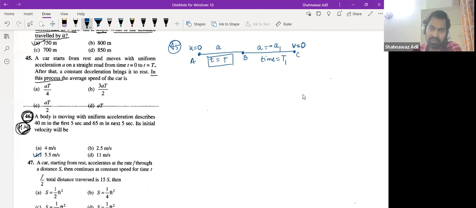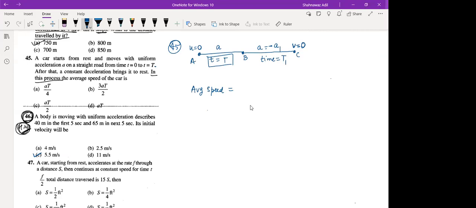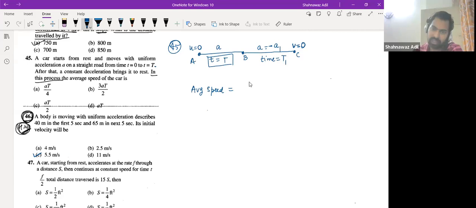Now we have all this information, and in this process, the average speed of the car. Can you guys recall what was the average speed? What was the average speed? Total distance by total time. Yes, absolutely right. Total distance by total time taken. Good.